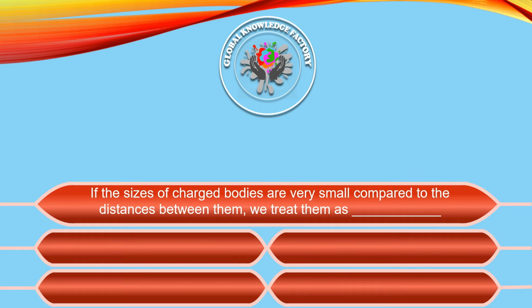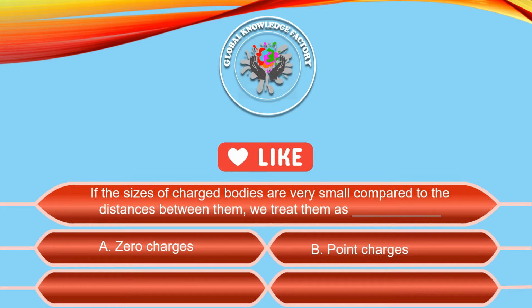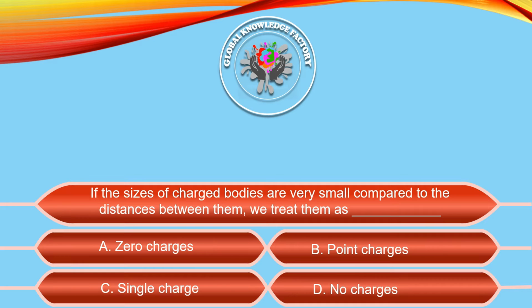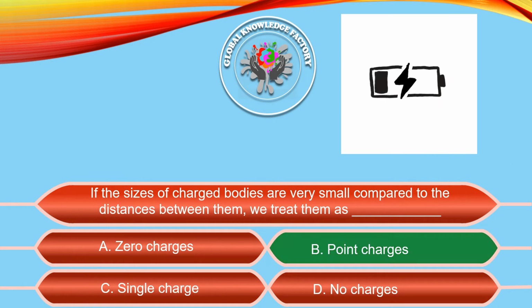If the sizes of charged bodies are very small compared to the distances between them, we treat them as: A. Zero charges, B. Point charges, C. Single charge, D. No charges. Answer is B. Point charges.